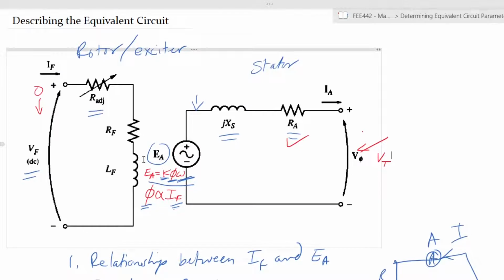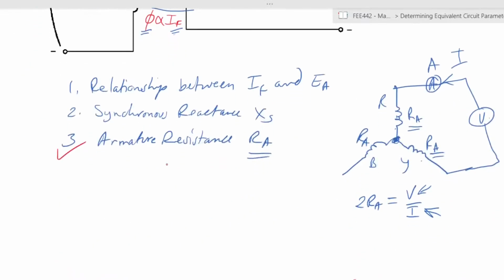We don't have any numbers yet, but we already know how the relationship between the terminal voltage and the field current operates. If we were able to get the synchronous reactance and the armature resistance, we would be able to obtain the induced voltage. So let's try and obtain now the synchronous reactance.